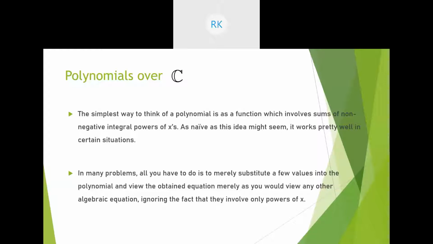So that's basically correct. The simplest way to think of a polynomial is as a function which involves sums of non-negative integral powers of x, where x is the free variable. Now, this is a very naive idea of polynomial, but this is the basic definition and it works pretty well in certain situations. So, in many problems, the only thing you have to do is to merely treat it as a function and substitute a few values into the polynomial and view the obtained equation merely as you would view any other algebraic equation, ignoring the fact that they involve only powers of x.